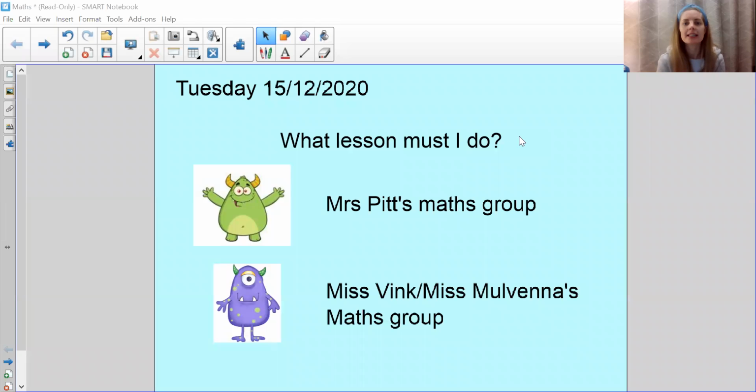All right, here we go. So again, you're going to be looking out for a picture, and that picture will represent which maths group you belong to. So if you are in Miss Pitt's maths group, will you please look out for the green monster icon? And if you are in Miss Malvina or my maths group, you're going to be looking out for the purple monster.